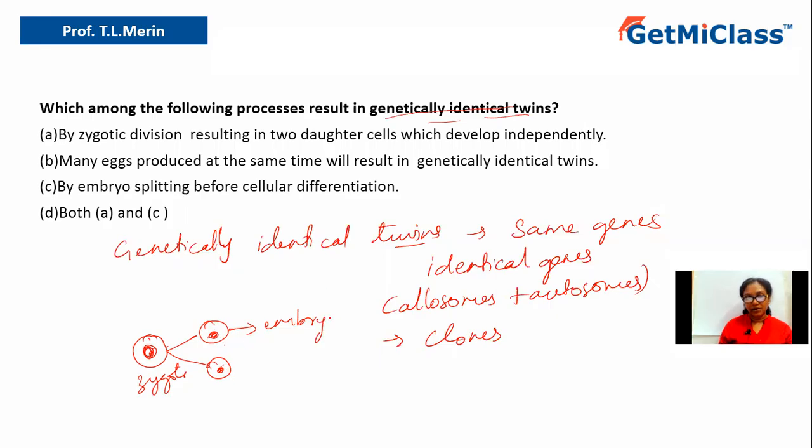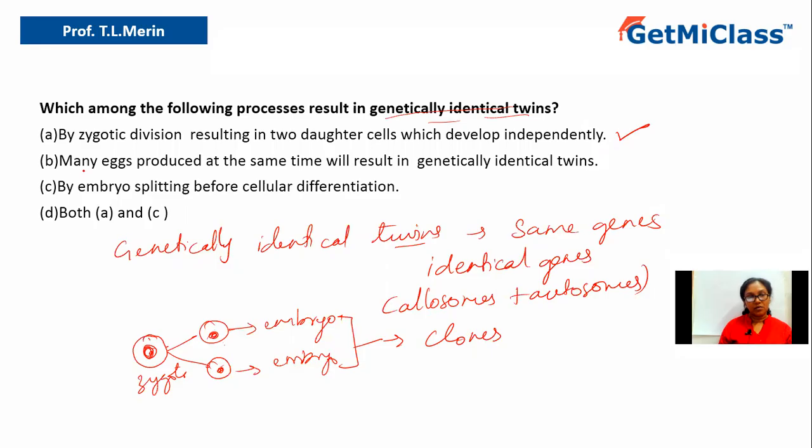So this will develop into an embryo and further into a baby. This will individually develop into an embryo and further into a baby. So this will give rise to clones, that is genetically identical clones, or genetically identical twins. So option A is the correct answer.